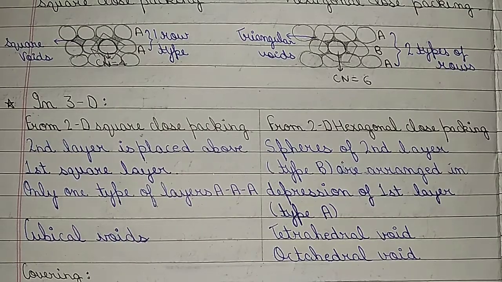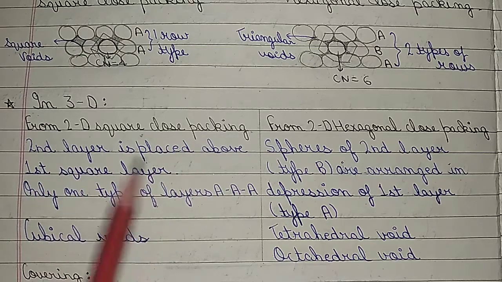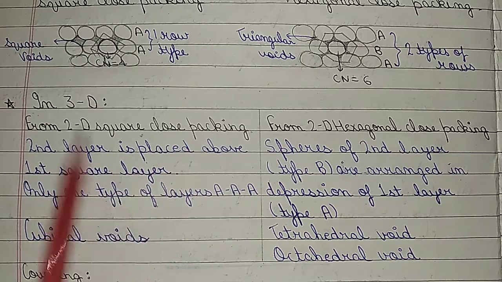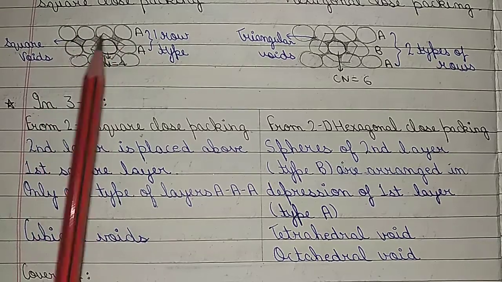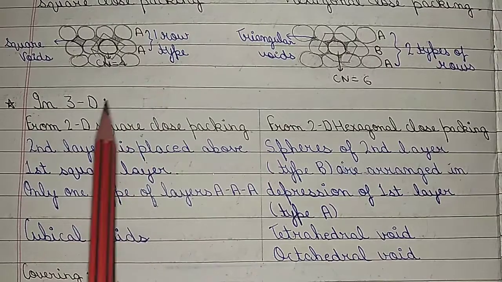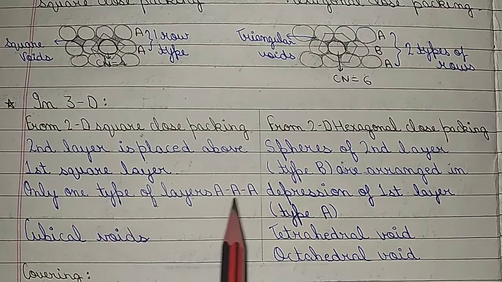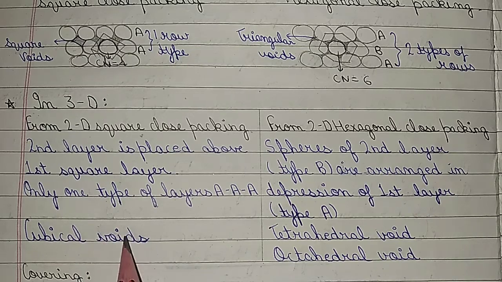In three-dimensional solids, we will study first from 2D square close packing. In this kind of packing, the second layer is placed above the first square layer. Like this is the first layer, after this there will be a second layer, then a third layer. Below this layer there will be many more layers. There is only one type of layer, that is A. The voids formed in this kind of packing are known as cubical voids.